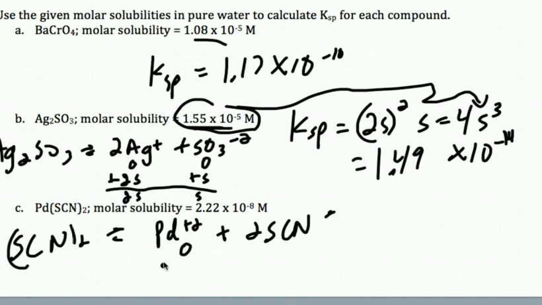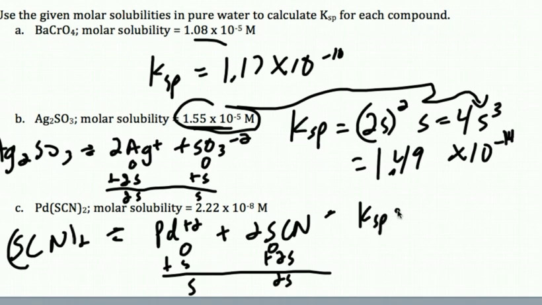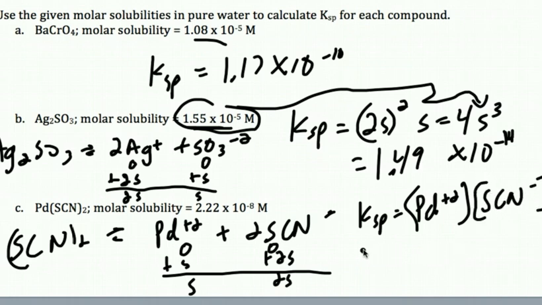And we'd have 0 plus s, 0 plus 2s. So then Ksp is equal to Pd. So I'm taking a step that I didn't do last time. SCN minus squared. So the Ksp is equal to S for Pd times 2s squared. All of that ends up being 4s cubed again.